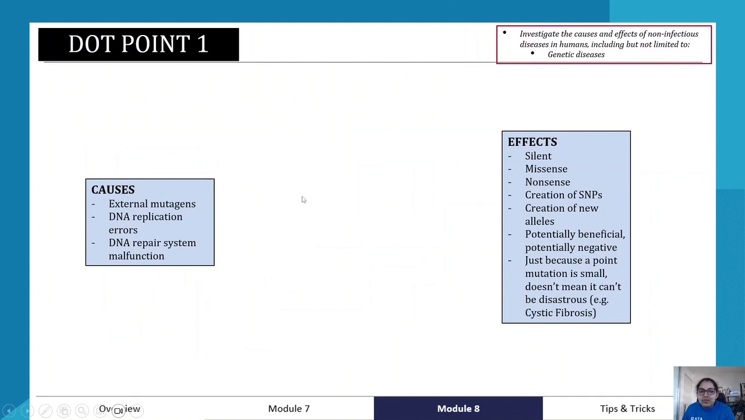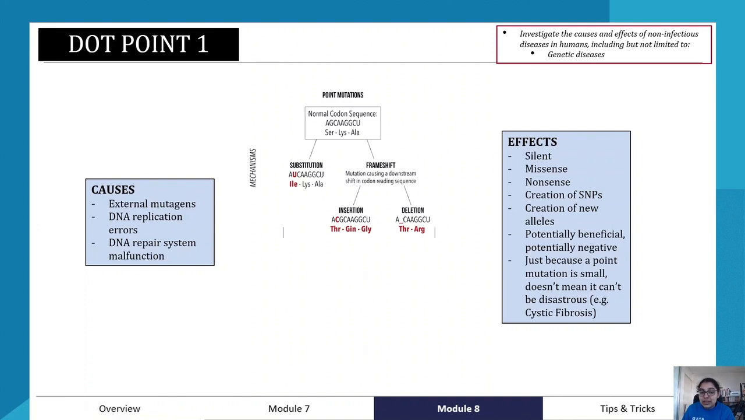Okay, so the causes and effects. With point mutations, there are 2 types. There's substitution, where we are substituting a certain part of the codon. Here we are replacing the G with the U, and that's going to change the amino acid produced. A frameshift mutation is when there's a downstream shift in the reading of the codon. For example, here I'm adding in a C between the A and the G, and that is then going to shift the sequence down, and so I'm going to get a completely different set of codons, as you can see.